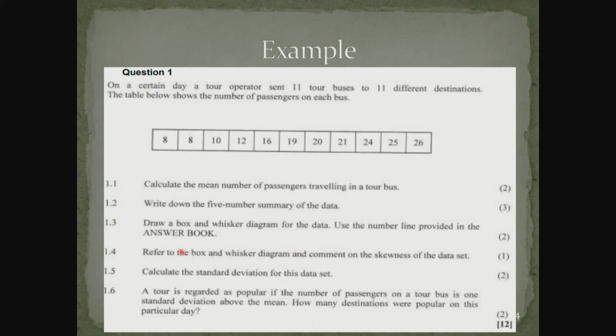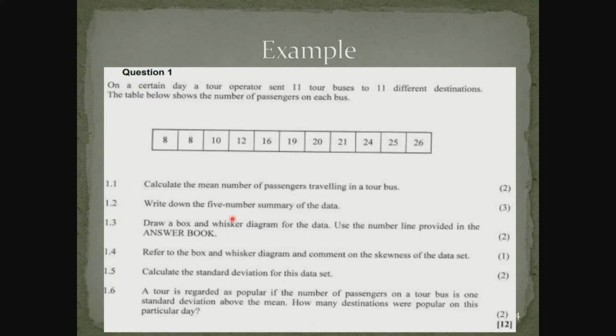If the box and whisker is not drawn properly, then you won't be able to comment about the data. That's why I said, please make sure that you use the correct scale so that you're able to get the correct graph or diagram. Very, very important.